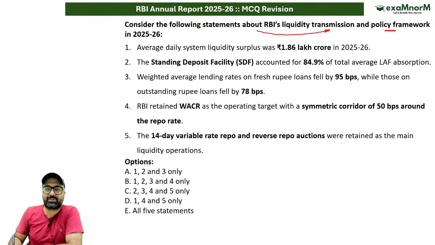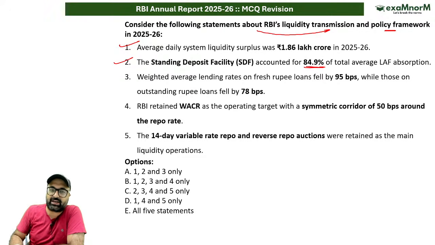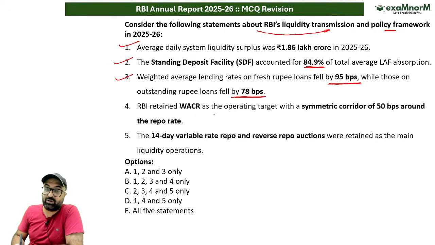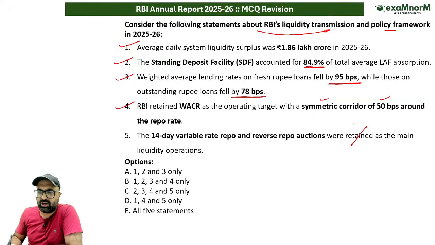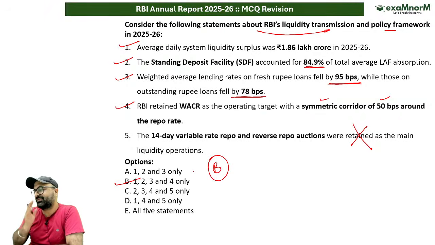अगर मैं इस पे अब आंसर्स पे जाऊं, average liquidity 1.86 lakh crore correct, standing deposit facility 84.9% correct, weighted average lending rate on fresh rupee loans has also fallen by 95 basis points due to decrease in repo rate, and outstanding it has decreased by 78 basis points, that is correct. RBI retained WACR operating target within a symmetric corridor of 50 basis points, that is correct. 14-day repo rate and reverse repo rate were discontinued as main liquidity operations. So the answer is going to be 1, 2, 3, 4 are correct, but the fifth statement is wrong.